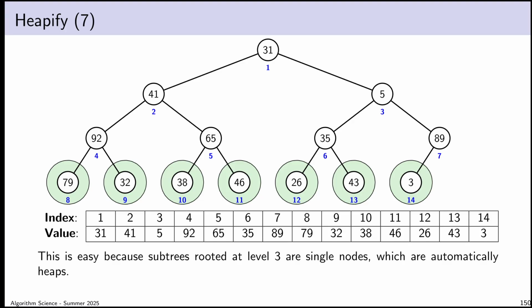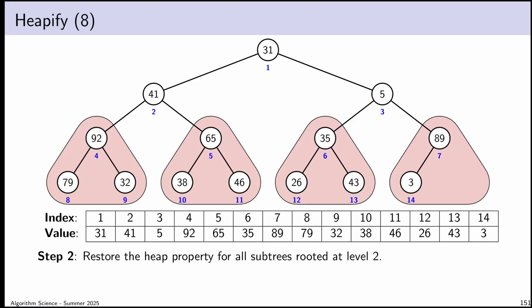Good. Now I go and look at level 2. And at each step, what I can assume is that every subtree of the nodes I'm working with is already a heap. So I now look at the subtrees rooted at level 2, and I try and restore the heap property. To do that, what I'm doing is merging together two heaps that I know are valid with one extra element. So I can do this by performing a bubble down operation.